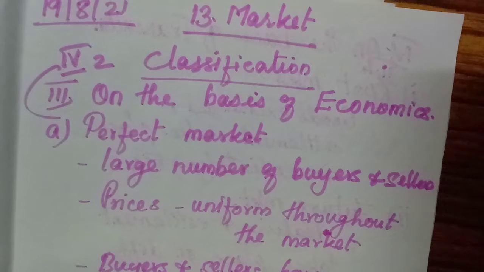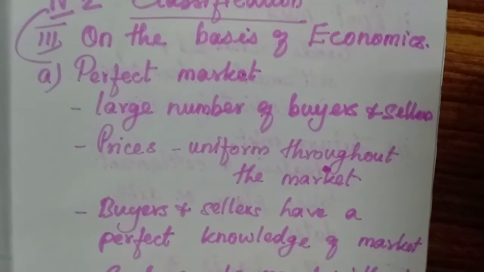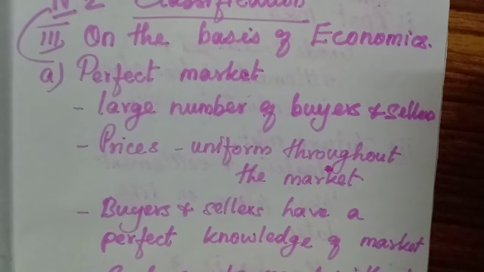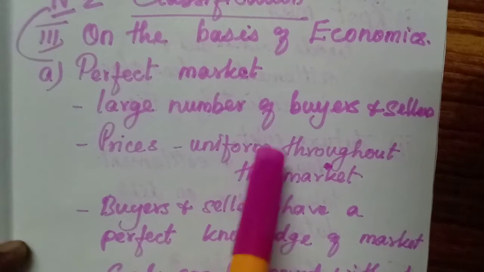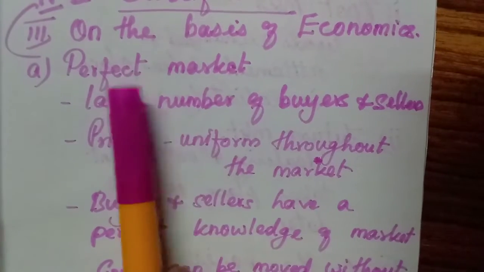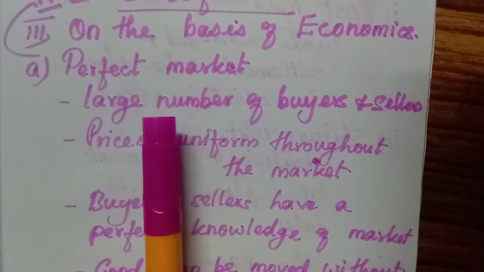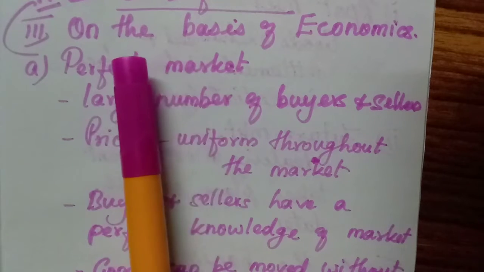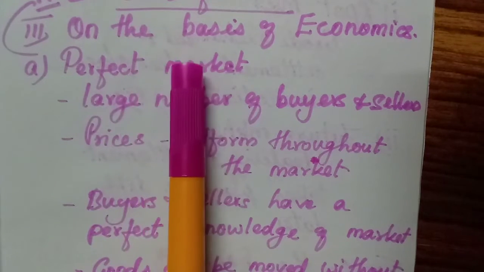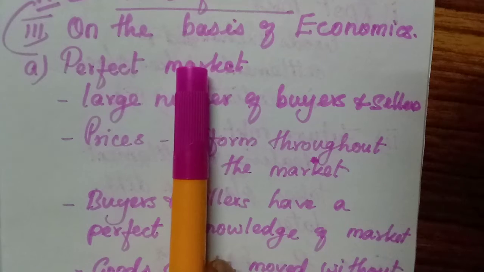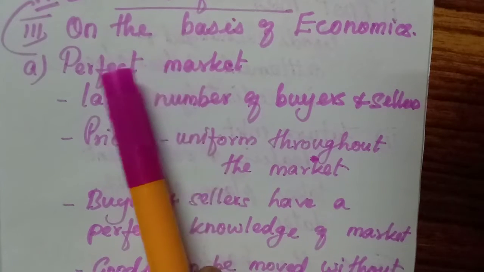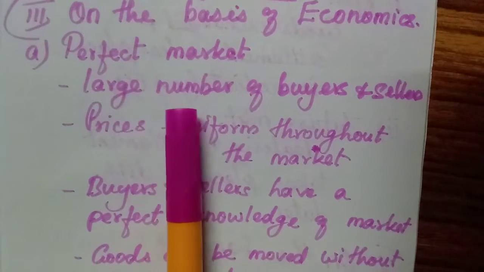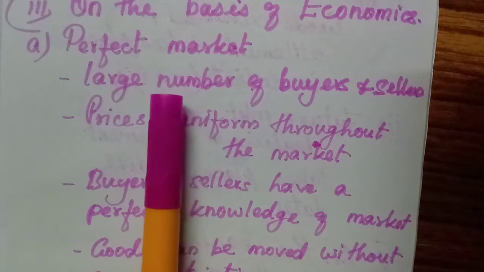Today, first one, on the basis of economics. On the basis of economics, the markets are divided into two: perfect market and imperfect market. Here, this classification is one of the 5-mark question answers. So listen carefully to all the points that I explain. If you write them, you will get full marks.